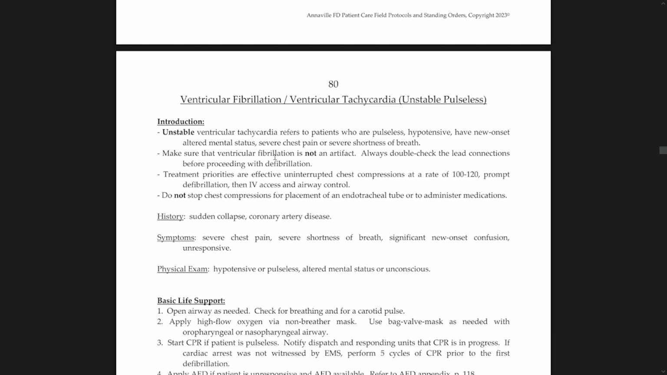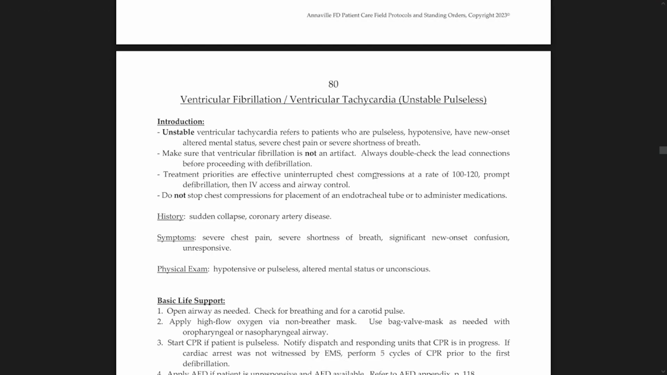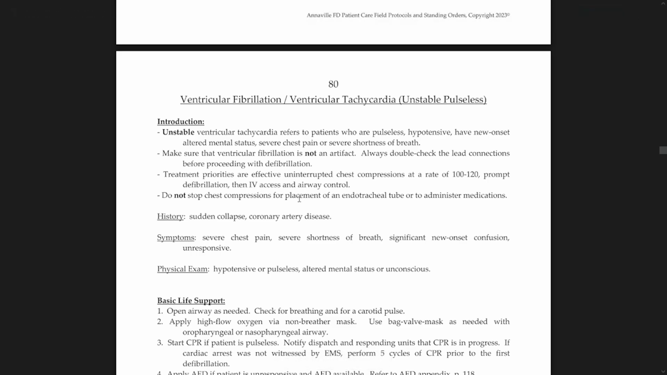Make sure that VFib patients are not experiencing an artifact. Always double check the lead connections before proceeding with defibrillation. Treatment priorities are effective, uninterrupted chest compressions at a rate of 100 to 120 per minute, prompt defibrillation, and then IV access and airway control. Do not stop chest compressions for placement of an endotracheal tube or to administer medications.